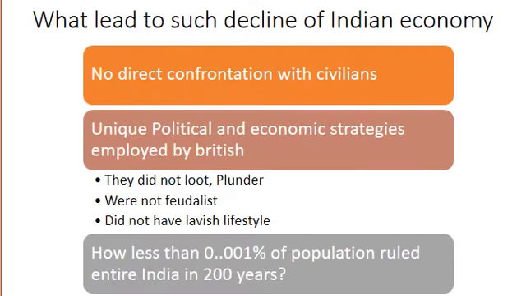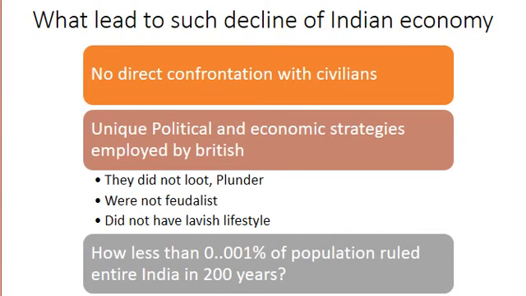Now, what led to the decline of the Indian economy? There were no direct confrontations with civilians when the East India Company came to India, because they disguised themselves as a trading company. They used very unique political and economic strategies.